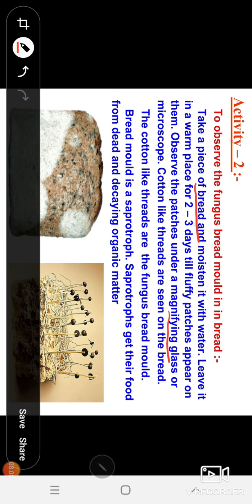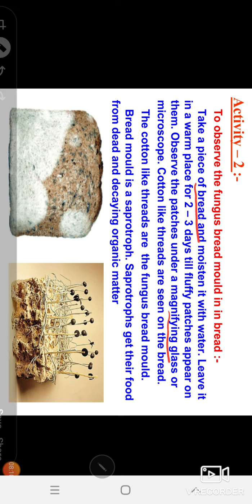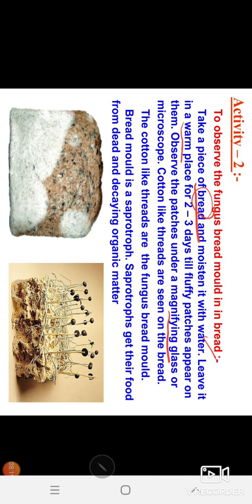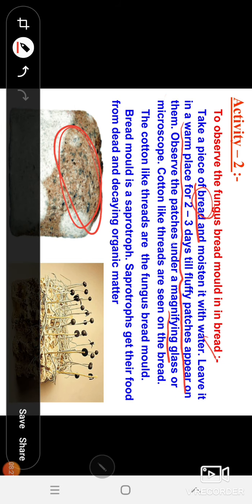Now take a piece of bread and moisten this bread with the help of water. Add some water to the bread. Again, leave the bread in a warm place for 2 to 3 days till fluffy patches appear on it. It looks like this. Now observe the patches under a magnifying glass.